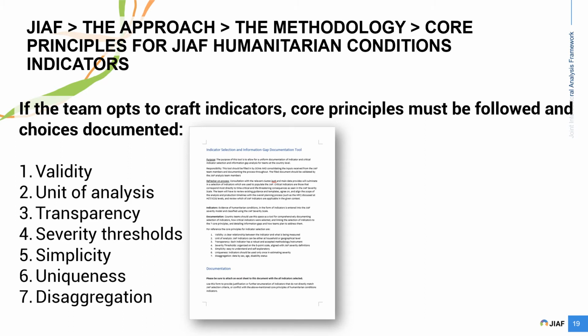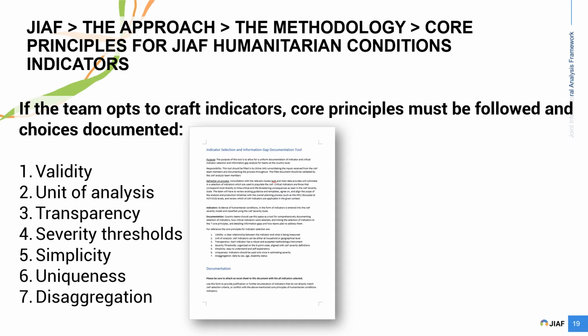The fourth core principle is perhaps the most crucial. It is severity thresholds. Each indicator must have severity thresholds, preferably organized along a 5-point scale, but at a minimum, it must be a 3-point scale aligned with the JIAF severity phase definitions and humanitarian population figures. For instance, severity class 1 means not affected. Severity class 2 means being affected but not in need. And severity class 3 to 5 signified increasing level of needs.